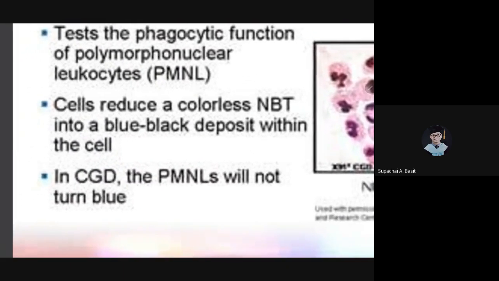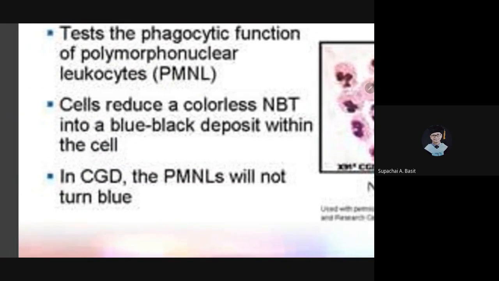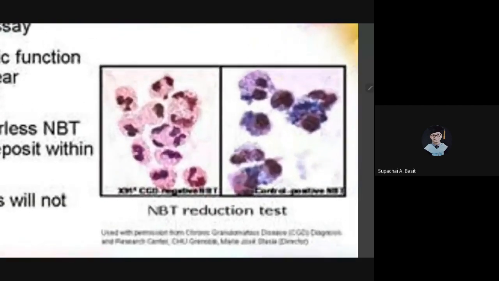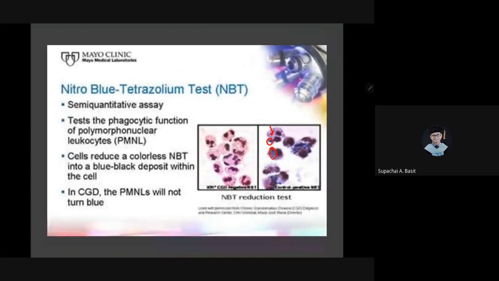However, in CGD, the PMNLs, the neutrophils, will not turn blue. Normal cells will reduce the NBT, and then there would be deposits. But if a person has CGD, there won't be any blue deposits. Meaning to say, that particular patient lacks the NADPH oxidase system.